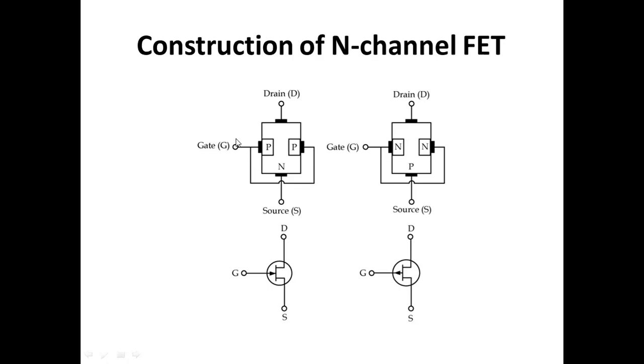In the BJT we have emitter, base, collector, and the middle part is called the base. Here, these two P-type materials are connected internally through a wire, and one outside wire is taken out. That outside wire is called the gate terminal.